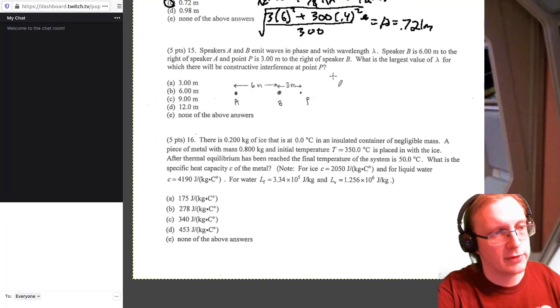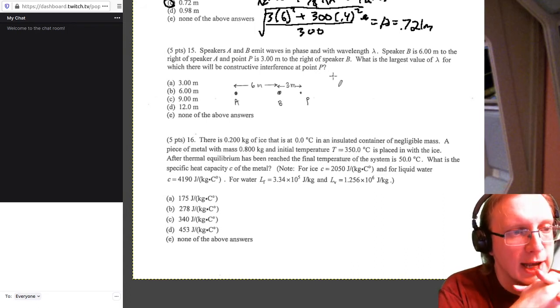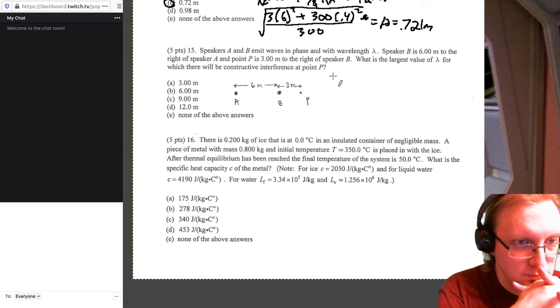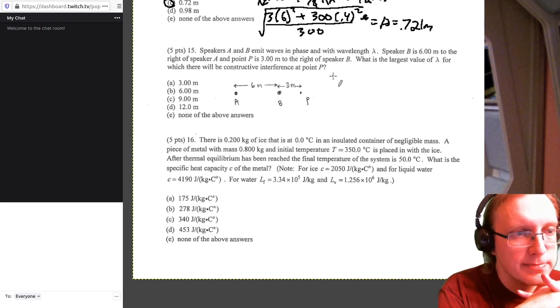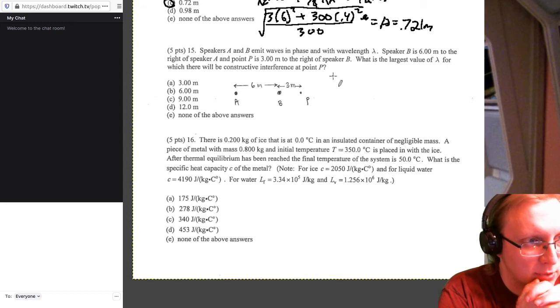Interfering sound waves. Lovely. Speakers A and B emit waves in phase and with wavelength lambda. Speaker B is 6 meters to the right of speaker A, and point P is 3 meters to the right of speaker B. What is the largest value of lambda for which there will be a constructive interference at point P? Okay.